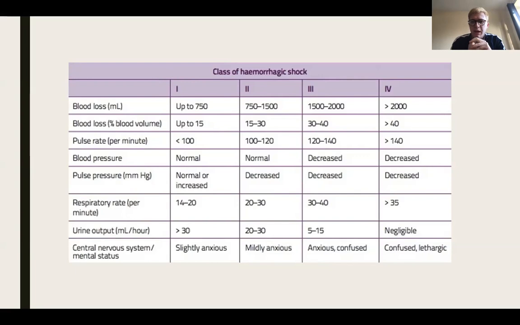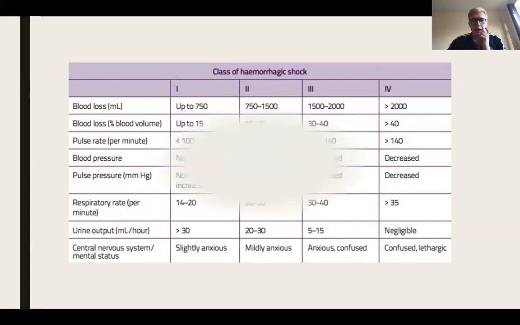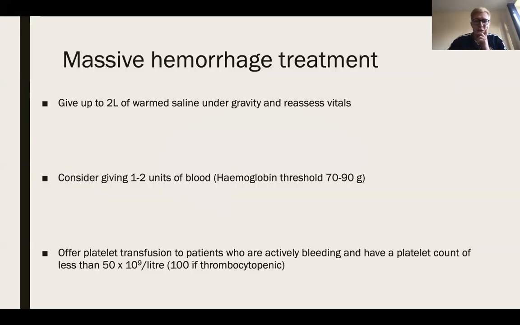Yeah, so I would lean towards 3 more because of his blood pressure. It's decreased, and in the other 2 classes it's normal. And you've also got this anxious state the patient has, so probably going to be more 3. So you're looking at 1,500 to 2,000 milliliters of blood, which is quite a lot actually. So how are we going to treat a patient who's had massive hemorrhage?